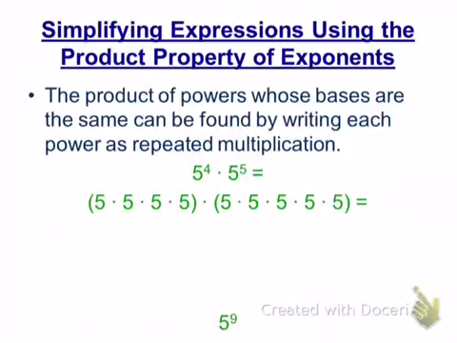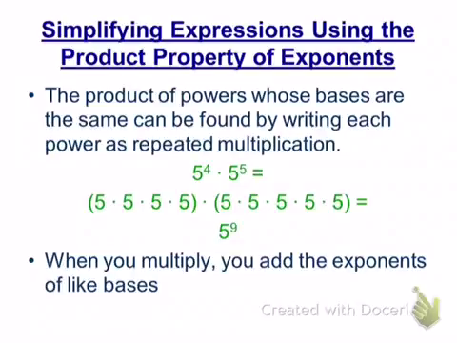There's 9 5s there. So what's the rule that applies when you're multiplying powers? You add the exponents of the bases that are the same, right? So you add the exponents of like bases. That's the rule. When you multiply, you add the exponents of like bases.